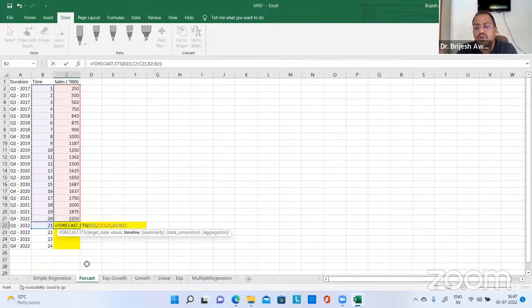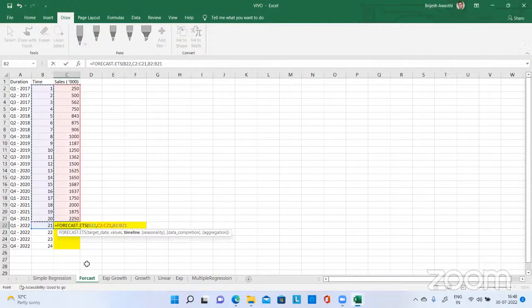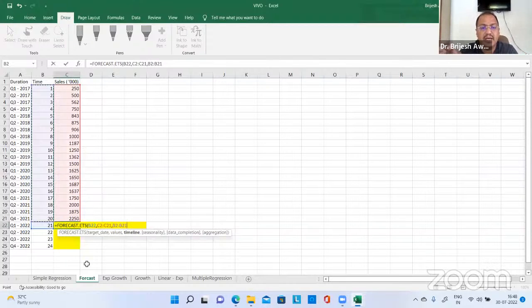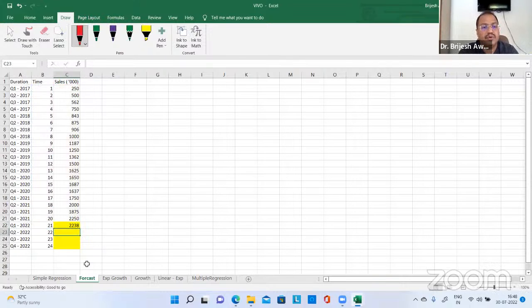Remember this thing, I'm going to tell you one thing. If you find any argument in a square bracket, yes or no? After the timeline, there are 3 arguments enclosed in a square bracket. It is optional. It is not necessary that you give a value in it. Like in this case, I'm just considering there is no seasonality. Done. When there is no seasonality, accordingly it's going to calculate the value. That is 2238. Yes or no?